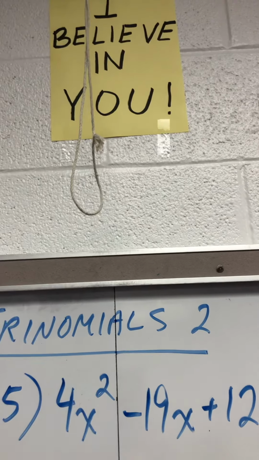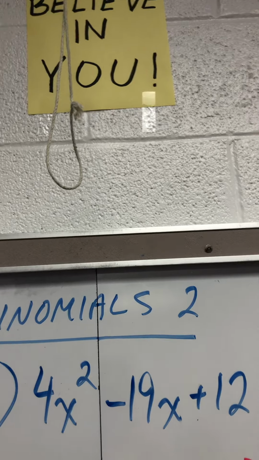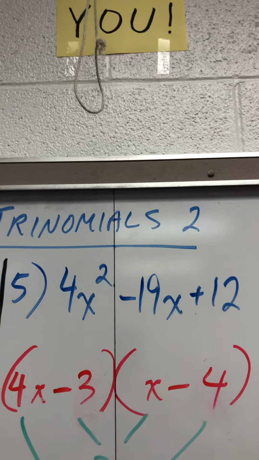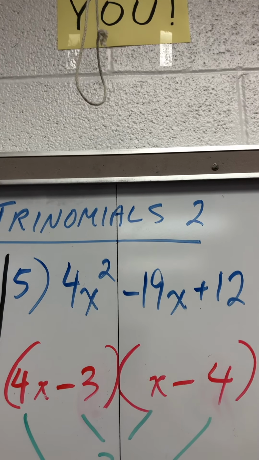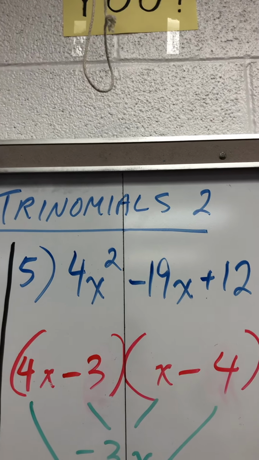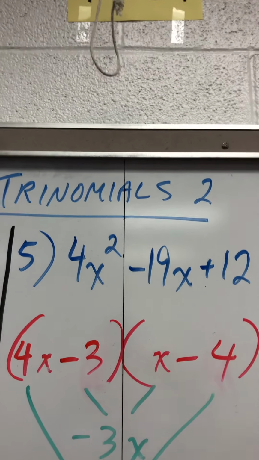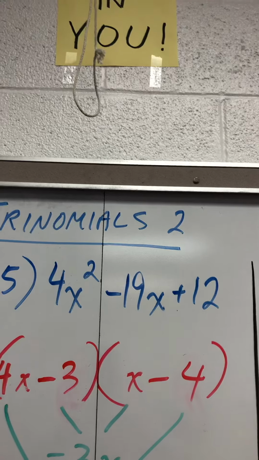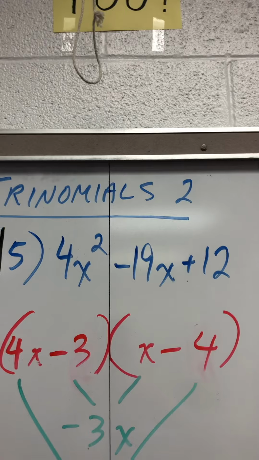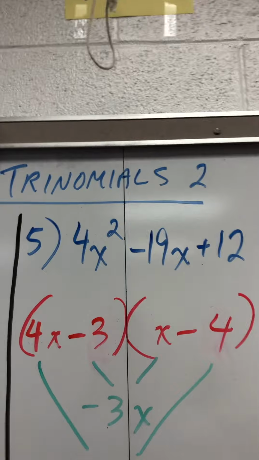What times what makes 4? Well, 2 times 2. What times what makes 12? I don't know, 3 times 4. So if I try 2 times 2 and 3 times 4, it's not going to work, mostly because 2 and 4 are multiples of each other. In fact, if I tried to do 6 times 2 for 12, 2 and 6 are multiples of each other. That's no good. If I tried to do 12 and 1, 2 and 12 are multiples of each other. So it's not going to be 2x times 2x.